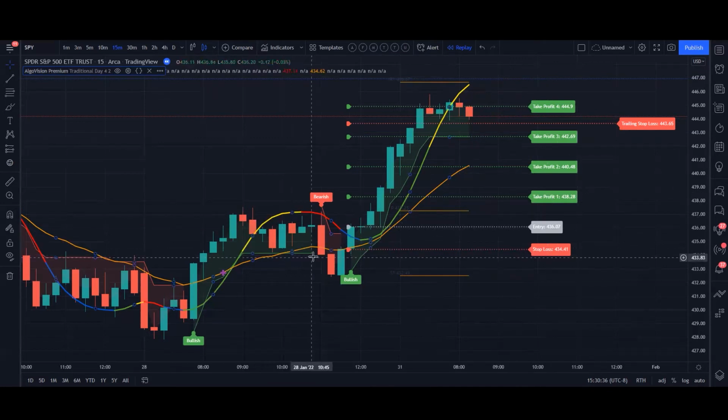So let's go ahead and look at these on-chart indicators. First, we have the EMAs.